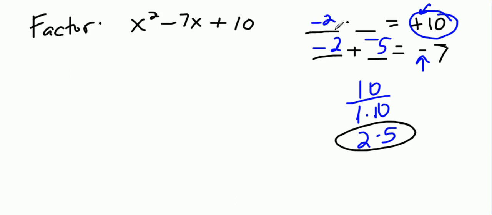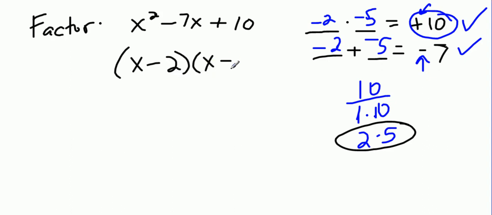And we'll do a check here that negative 2 times negative 5 works. My pen is not cooperating today, but hopefully this will still work. Negative 2 times negative 5 equals positive 10, check. Negative 2 plus negative 5 equals negative 7, check. So then we're able to just drop this down into the parentheses, x minus 2, x minus 5. Again, the order doesn't matter. If you had negative 5 and negative 2 in that order, it would still be the same answer.